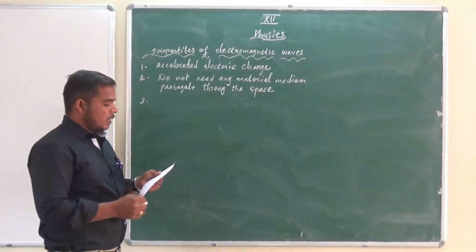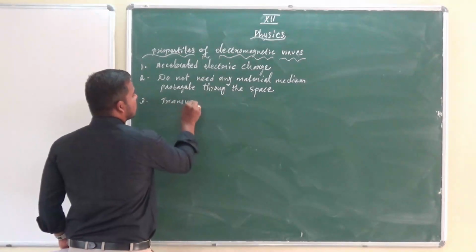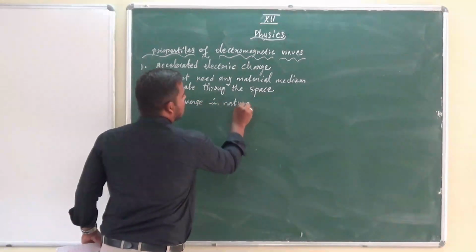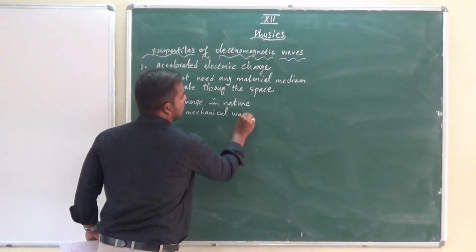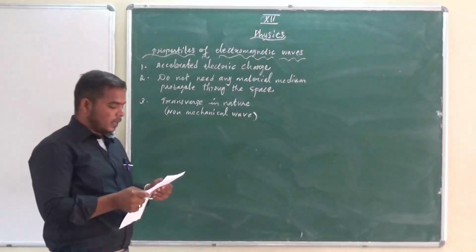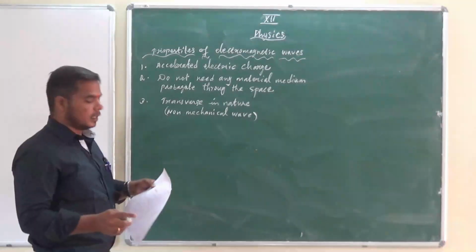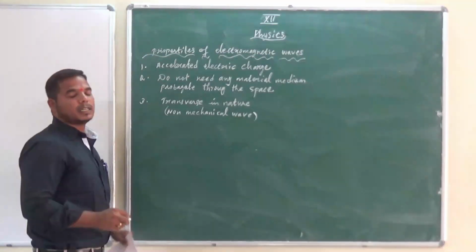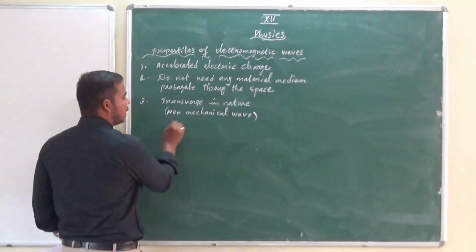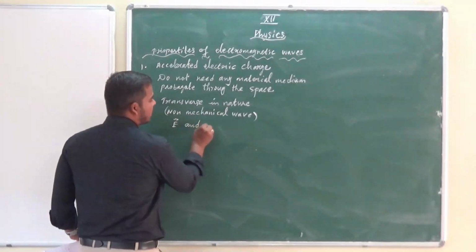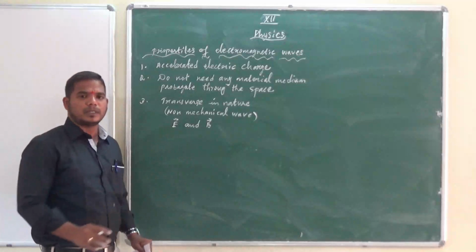Third point, electromagnetic waves are transverse in nature, and also it is a non-mechanical wave. So when electromagnetic waves are non-mechanical, transverse waves, they are oscillating electric and magnetic field vectors, perpendicular to each other. Suppose the electric field is represented by the E vector and the magnetic field by the B vector, they oscillate. After oscillating, they propagate through the space. How do they propagate? They are perpendicular to each other.